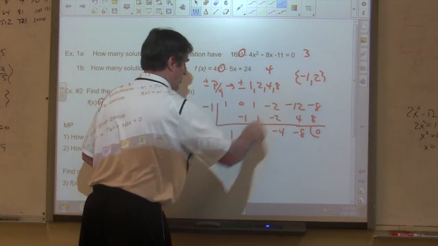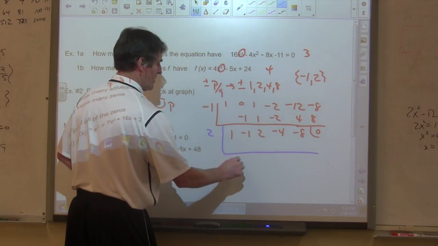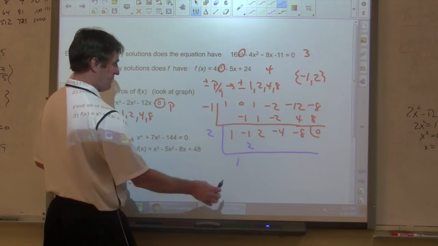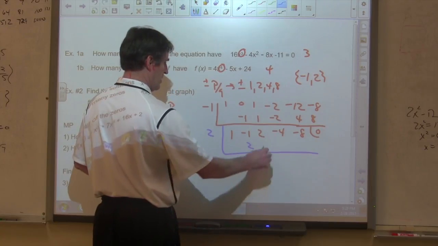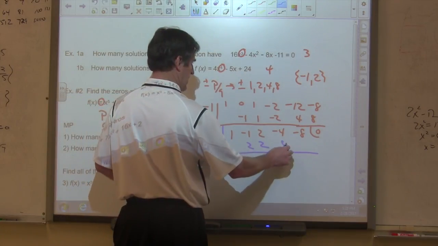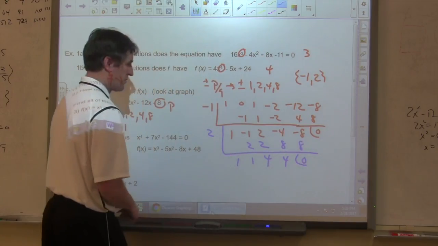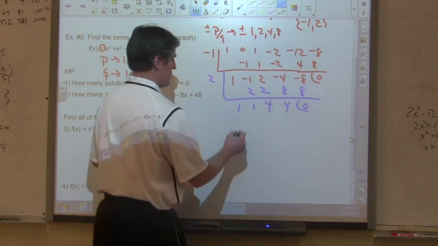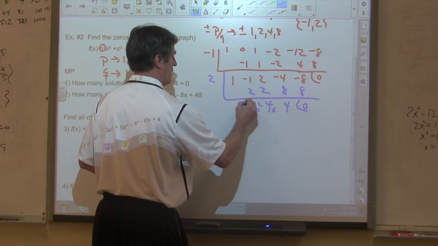Then we're going to do 2. So I repeat the process now with 2. We get 1, 2, 4, 8, 4, 8, 0. And so if we were to look at this, we have, remember, constant, first power, second power, third power.